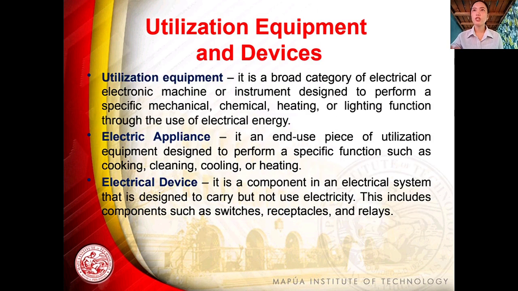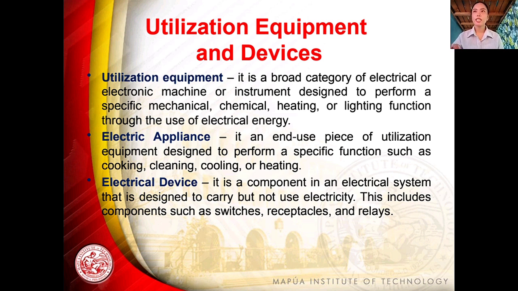Next is utilization equipment and devices. So, utilization equipment, it is a broad category of electrical or electronic machine or instrument designed to perform a specific mechanical, chemical, heating, or lighting function through the use of electrical energy. So, utilization equipment mo ni siya ang mo-consume og kuryente para mo gana or para mo lihok. So, example ani kay kanang mga ref or electric fans.